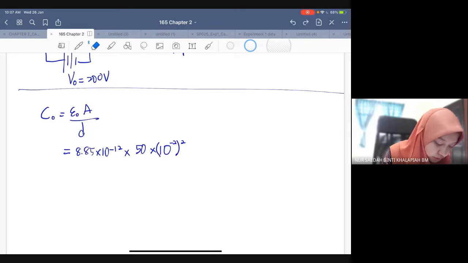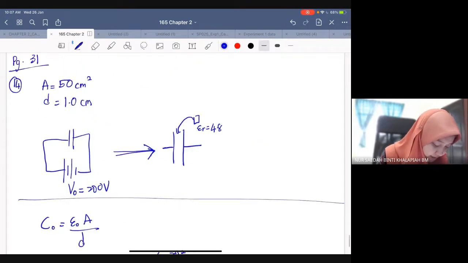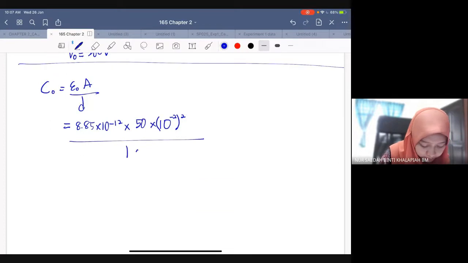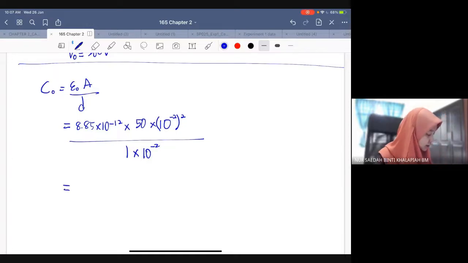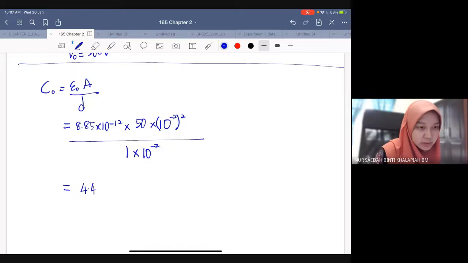Okay, so bahagi dengan distance. Distance kita 1 cm juga. Senti eksponen negatif 2. Tukarkan kepada SI unit which is meter. Okay, so cuba tekan kalkulator, dapatkan C0. Nombor 14 kan. 4.4. Betul, dapat. Sama ke? Kurang?